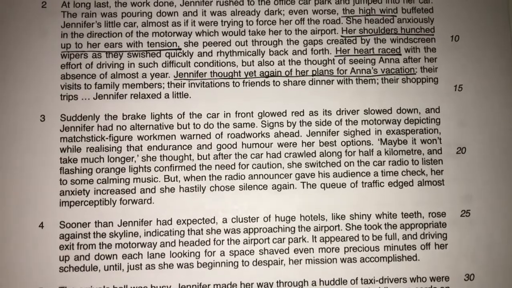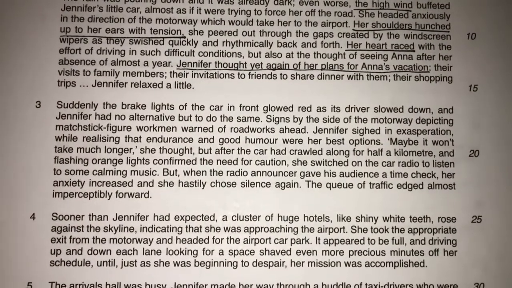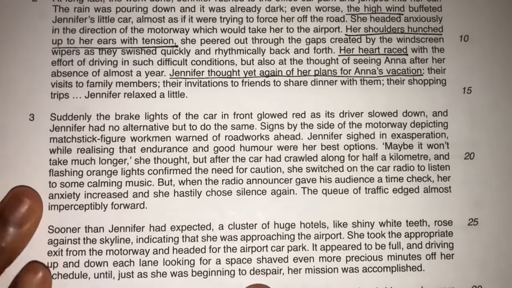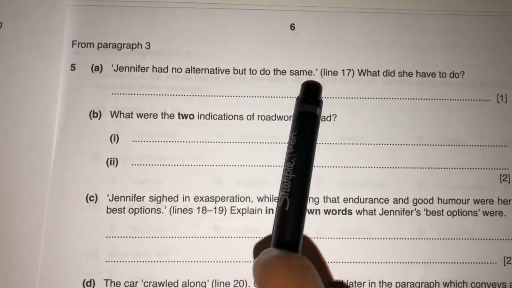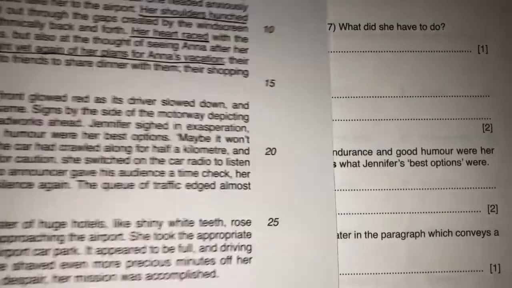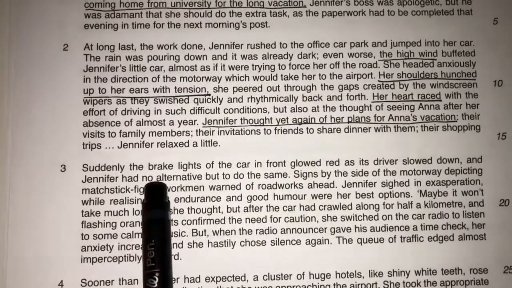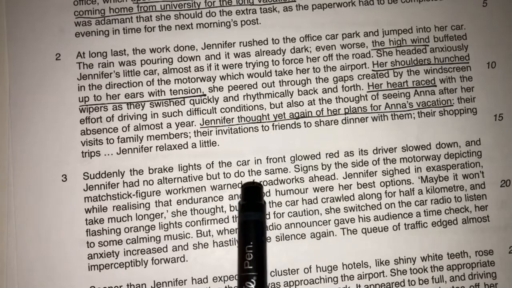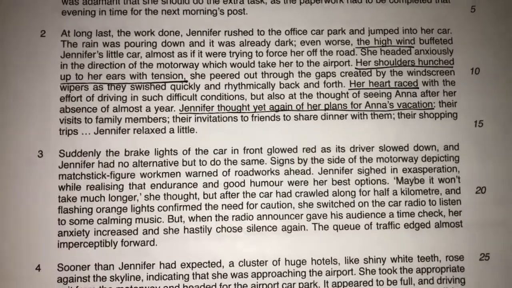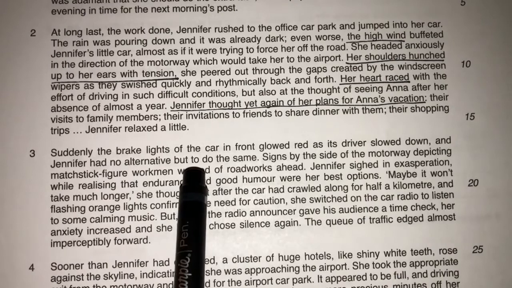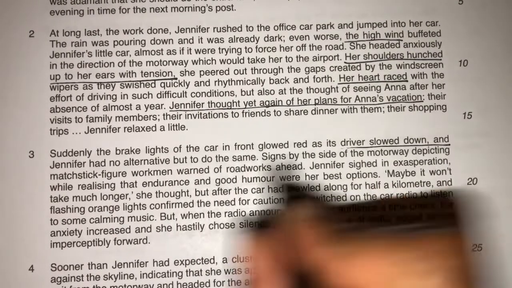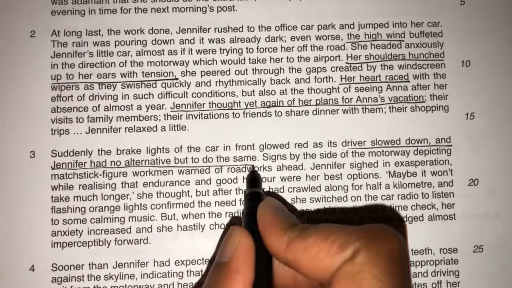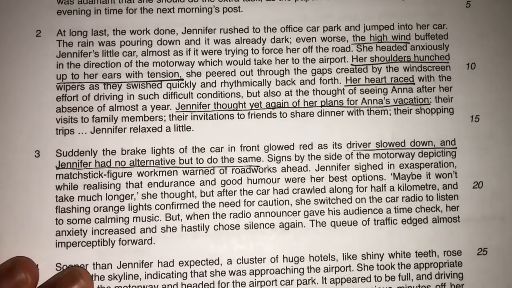Okay, zoom in a bit. So let's see what questions we're facing. Jennifer had no alternative but to do the same. What did she have to do? I remember this here. So the lights of the car in front of her glowed red. The driver slowed down, so she had no alternative but to do the same. So what did she have to do? She had to slow down.